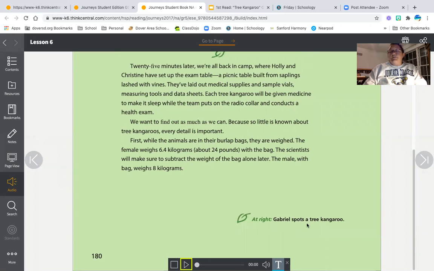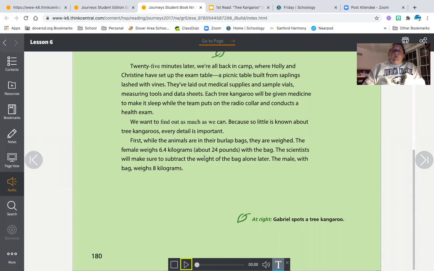Oh, this is the caption for the next page. So if the female weighs 6.4 kilos, and that's about 24 pounds, if the male is 8 kilos, we're probably talking like 32 to 36 pounds. Now, if we keep this in perspective, Mrs. Davis had a 21-pound turkey. It's a little bit bigger than a big turkey. Not very big. Doesn't weigh a whole lot.